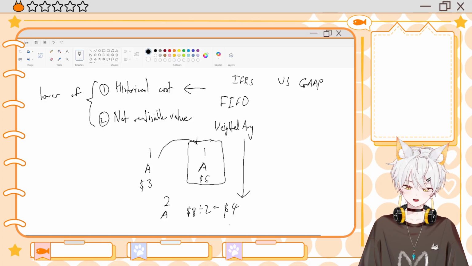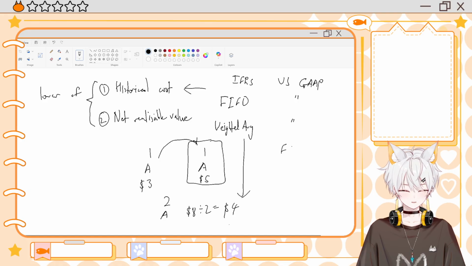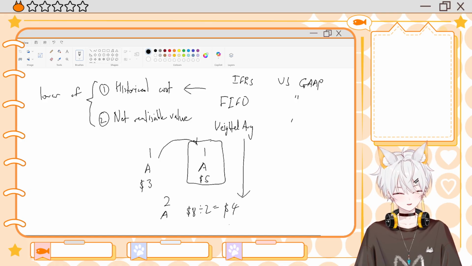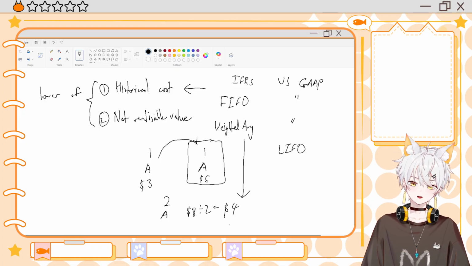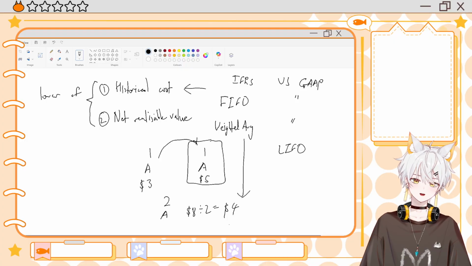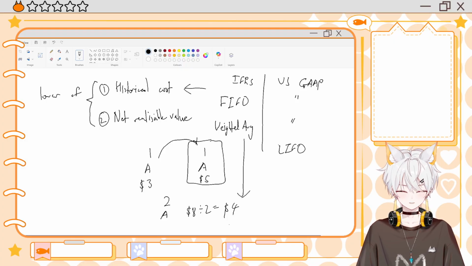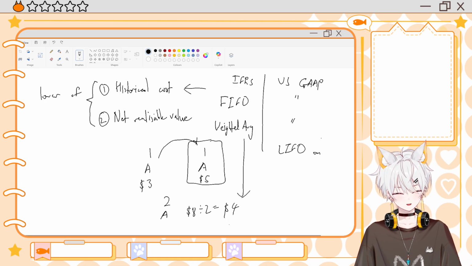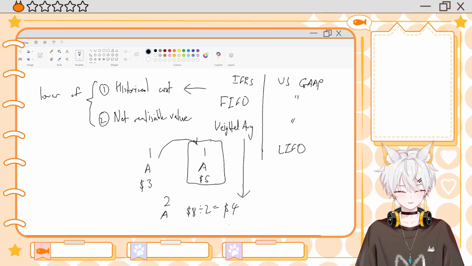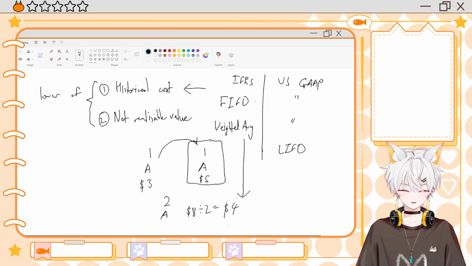GAAP has the same two methods, but it also has something called last in, first out. This one is not allowed under IFRS, but it's allowed under GAAP. To make a distinction, basically, the double dots mean it's the same thing. You can use it here as well.